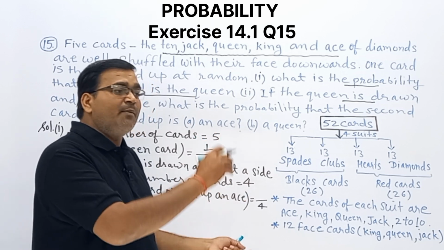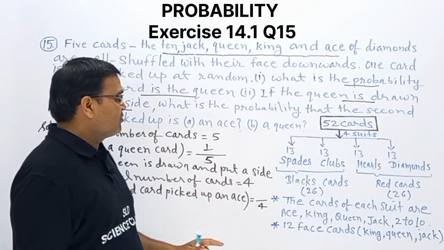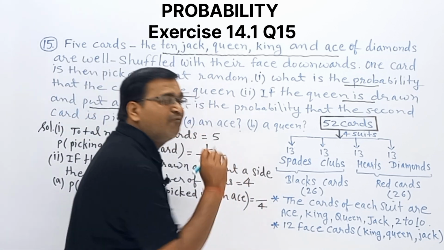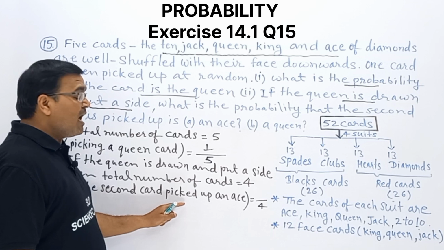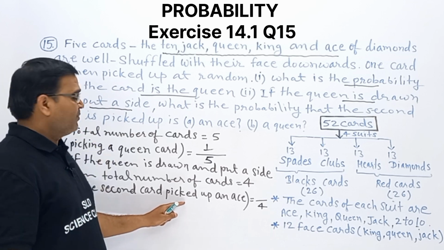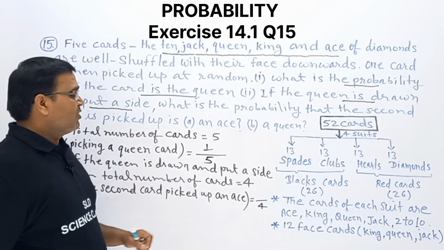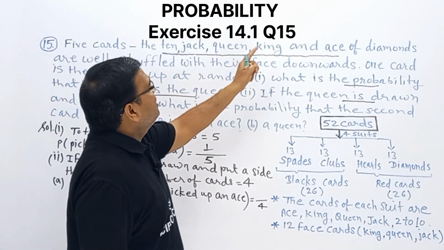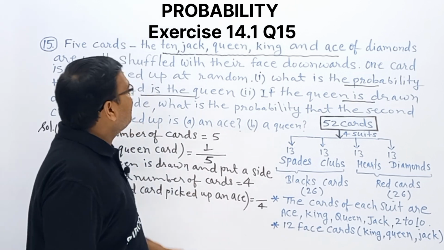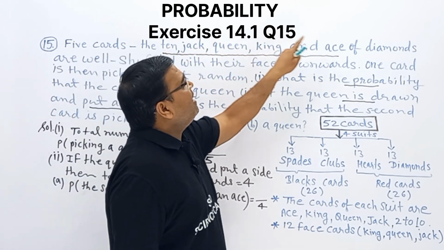Once we draw a queen and put it aside, we have only 4 cards. So total possible outcomes will be what? 4. Now out of these 4 cards, we do not have the queen. Why? Because the queen we put aside. So we have only 4 cards: 10, jack, king and ace. In the second case, we have 4 cards: 10, jack, king and ace.